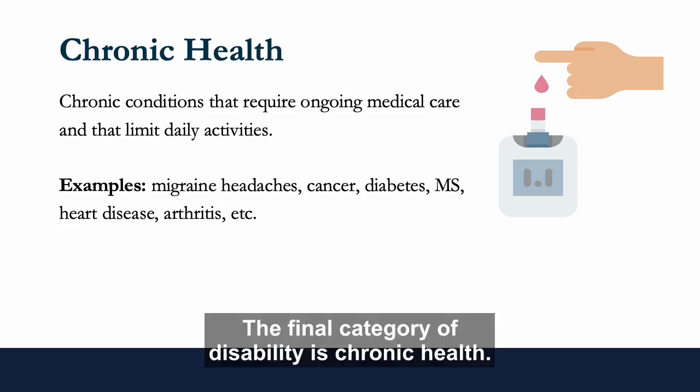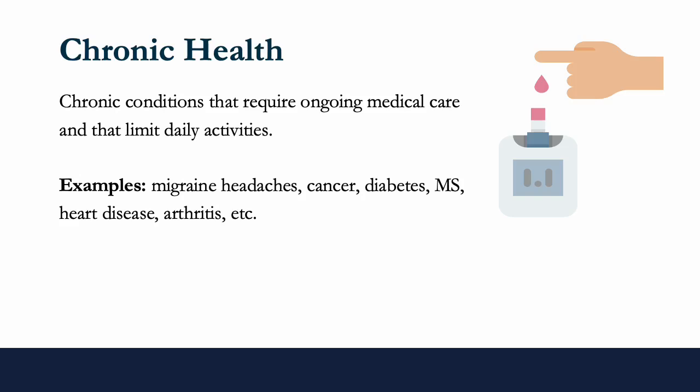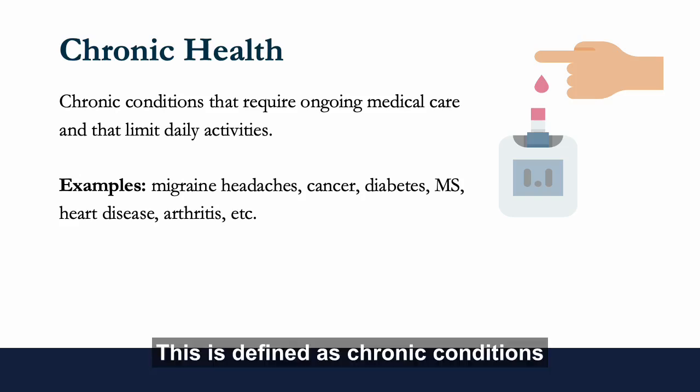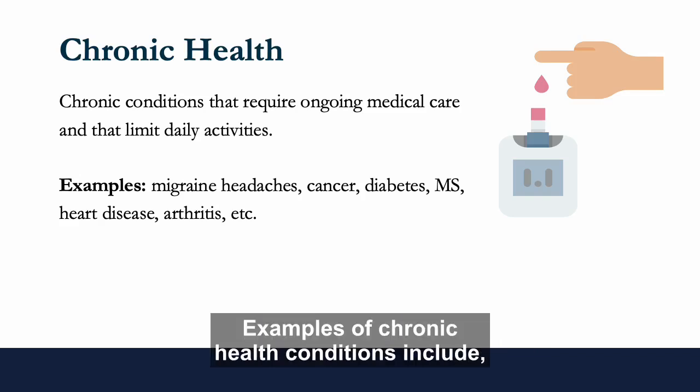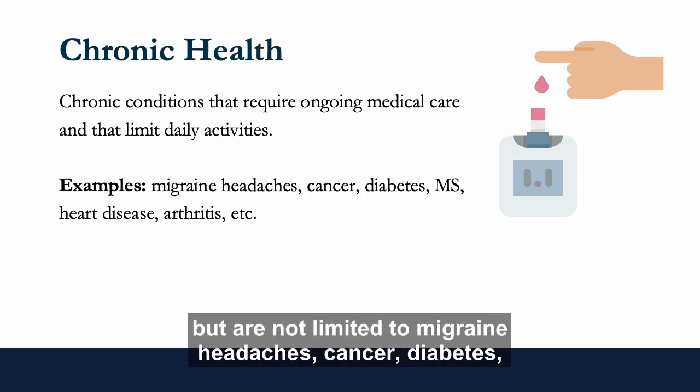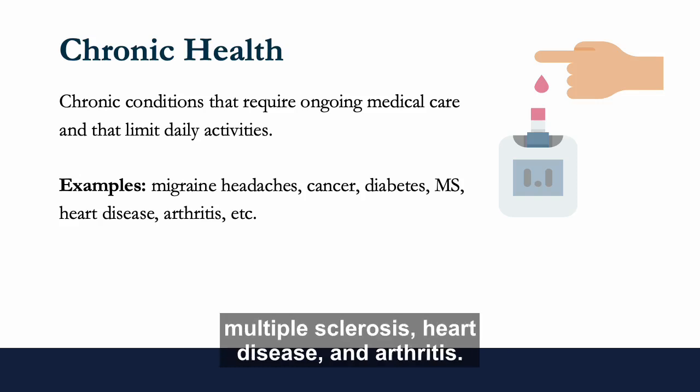The final category of disability is chronic health. This is defined as chronic conditions that require ongoing medical care and that limit daily activities. Examples of chronic health conditions include, but are not limited to, migraine headaches, cancer, diabetes, multiple sclerosis, heart disease, and arthritis.